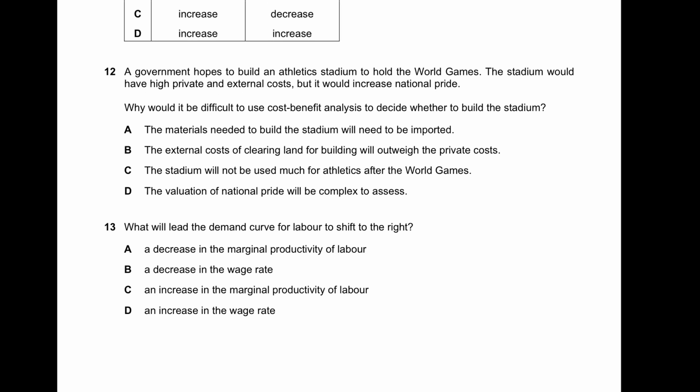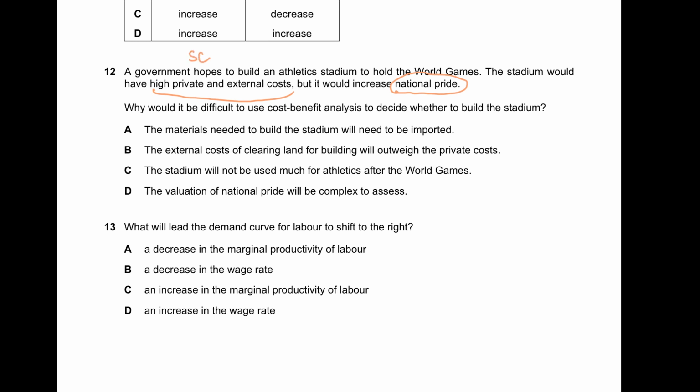In number 12, they say a government hopes to build an athletic stadium to hold World Games. The stadium would have high private and external costs, but it would increase national pride. So this is what we call your social benefit, while this is what we call our private and external cost, which will be your social cost.